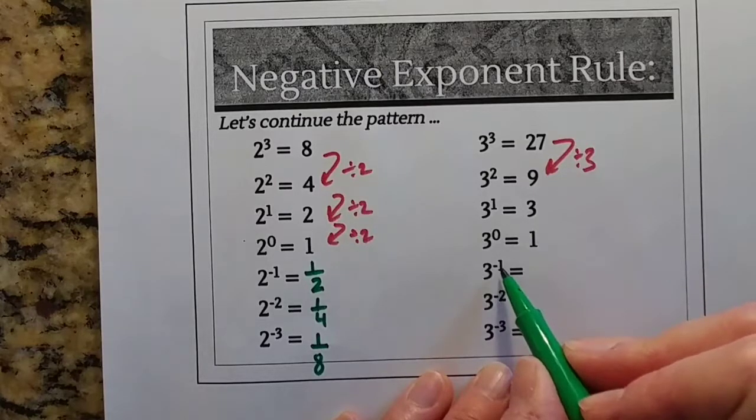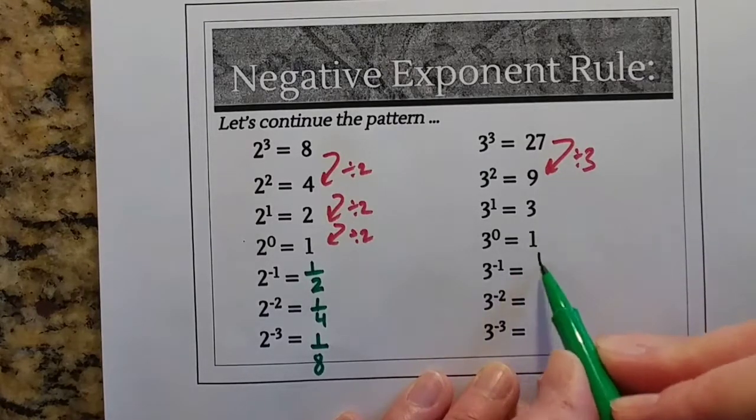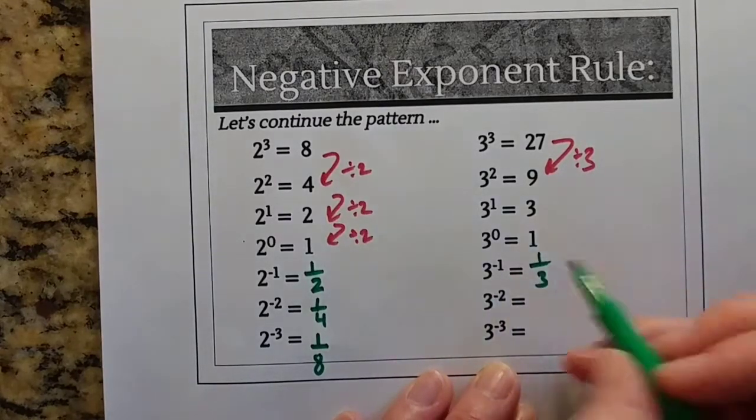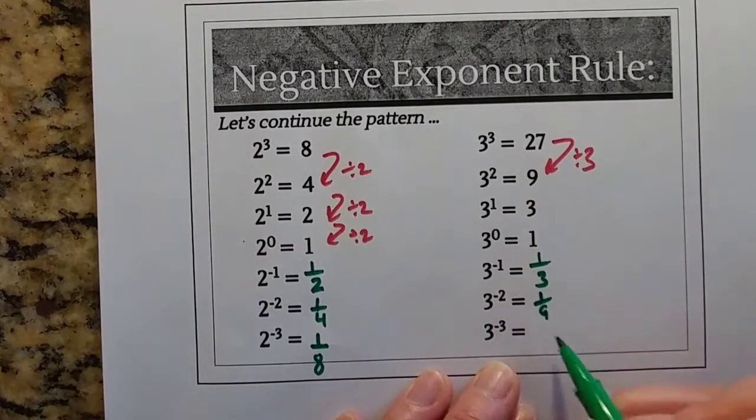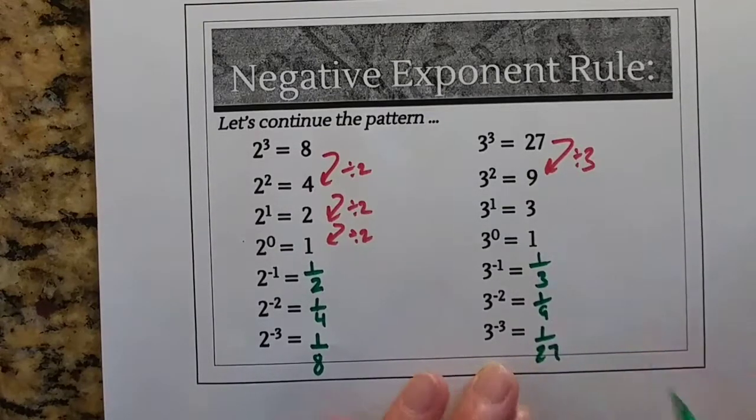3 to the negative first power, well, I'd take the 1 and divide it by 3. 1 divided by 3 is 1/3. Then divide by 3 again, 1/9, and again, 1/27.